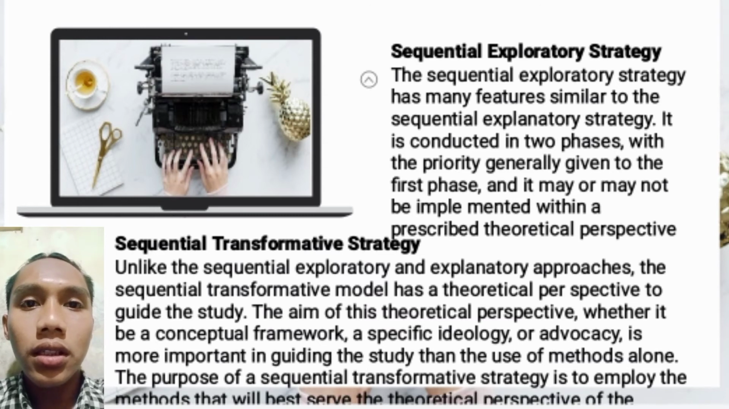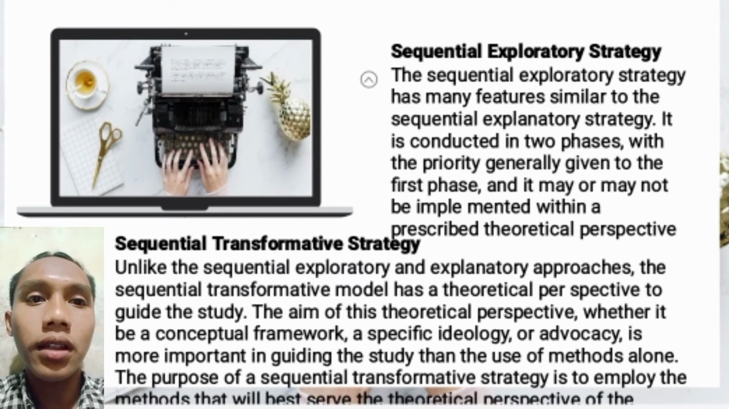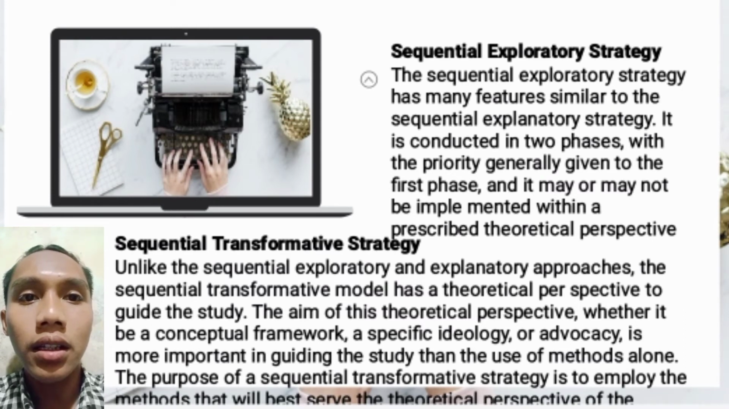The sequential exploratory strategy has many features similar to the sequential explanatory strategy. It is conducted in two phases, with the priority generally given to the first phase, and it may or may not be implemented within a prescribed theoretical perspective.